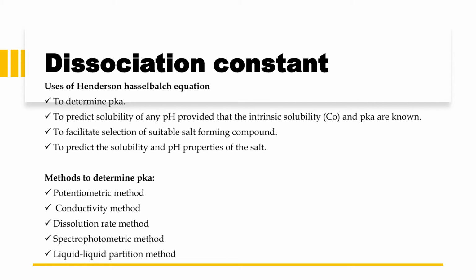Now what are the methods to determine pKa? Let us try to understand these methods. The methods used to determine the pKa can be the potentiometric method, conductivity method, dissolution rate method, spectrophotometric method, and liquid-liquid partition method.